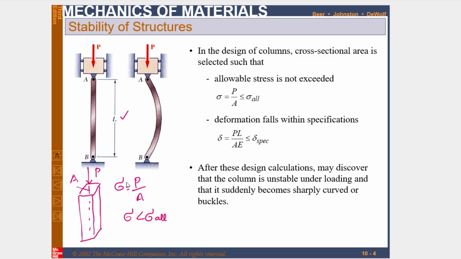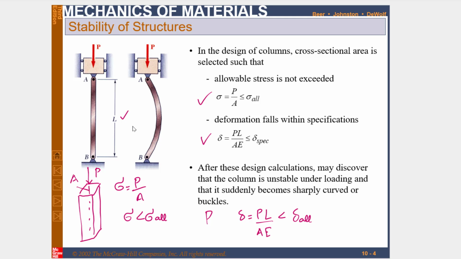Also, due to this load P, there will be deformation, and we have studied in our previous lecture that this deformation is equal to PL divided by AE, and also this deformation should be less than the allowable deformation, or the deformation that is specified in the problem or by the designer. So if both the conditions are satisfied, we consider that the design is okay, or we can say that the column has been properly designed.